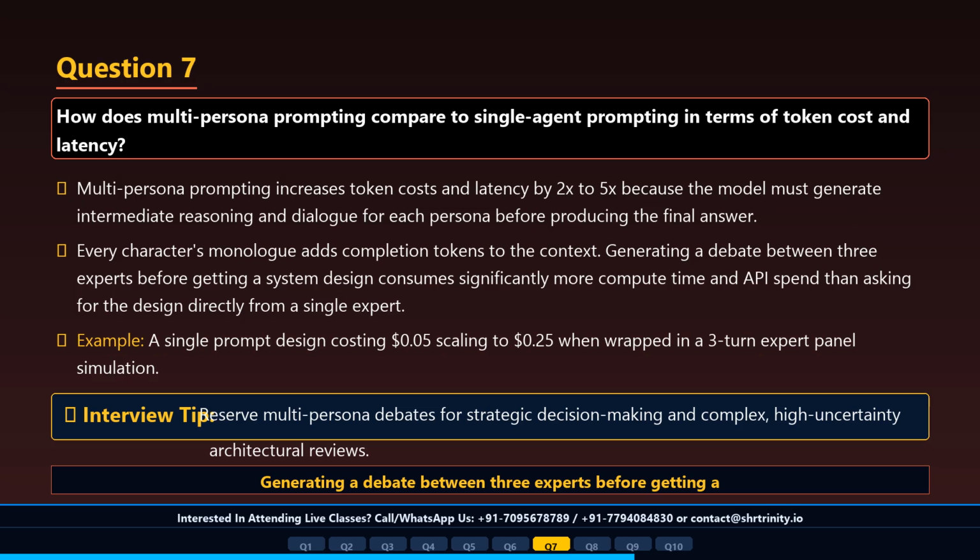Generating a debate between 3 experts before getting a system design consumes significantly more compute time and API spend than asking for the design directly from a single expert. For example, a single prompt design costing 5 cents scaling to 25 cents when wrapped in a 3-turn expert panel simulation. A common mistake is using multi-expert panels for routine, straightforward tasks where the latency overhead is unjustified. As an interview tip, reserve multi-persona debates for strategic decision-making and complex, high-uncertainty architectural reviews.